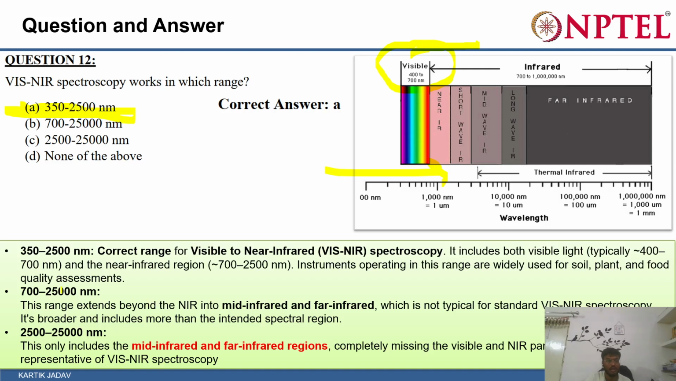And 700 to 25,000 nanometer extends beyond the near infrared, and that lies in the mid infrared and far infrared region, while 2500 to 25,000 nanometer only includes mid infrared and far infrared regions.